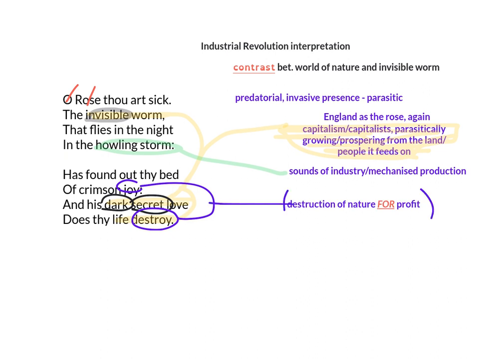And we are done. So, one rose, eight lines, many possible ways of interpreting. Hope this has been useful.